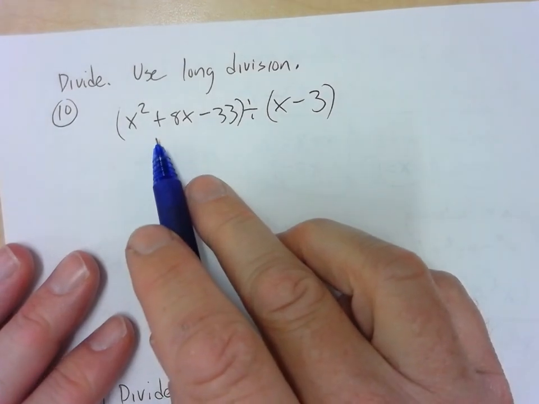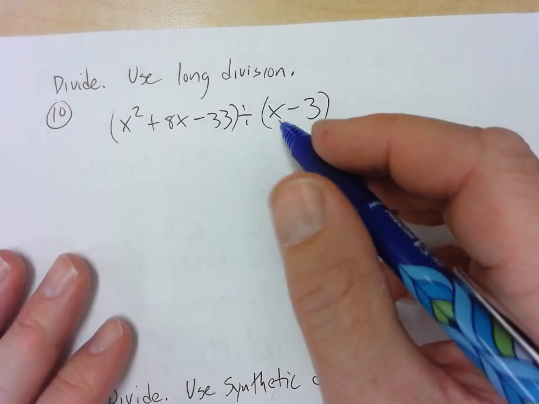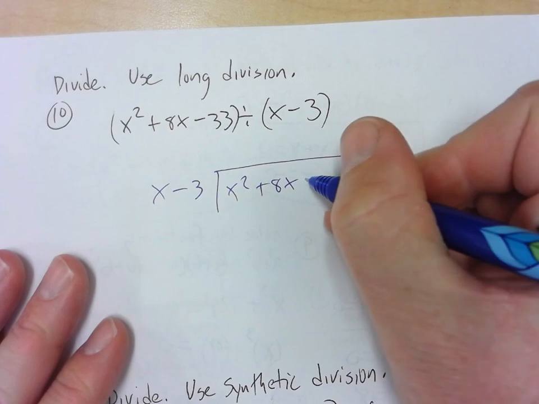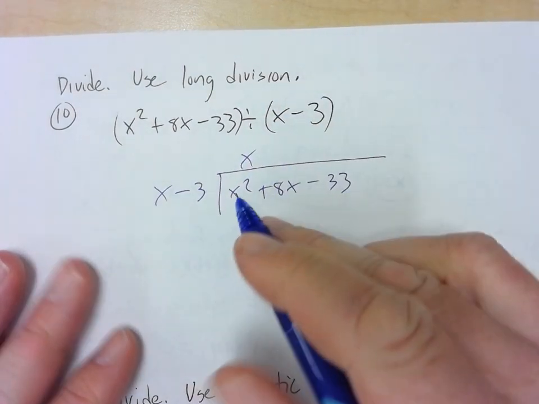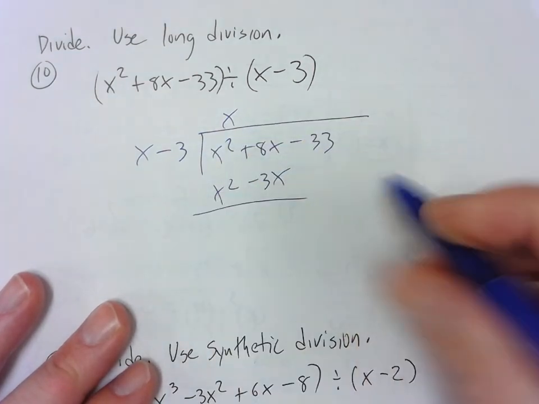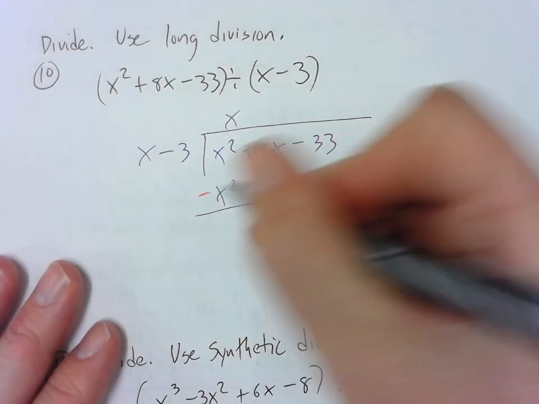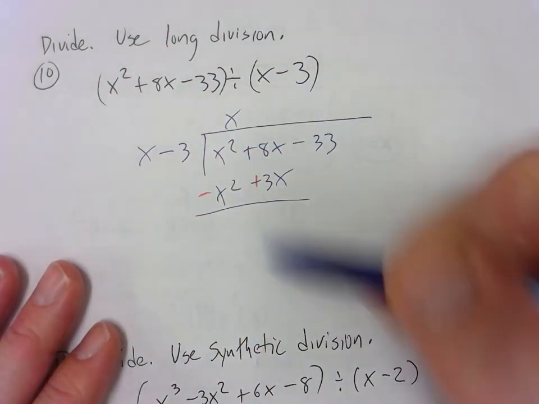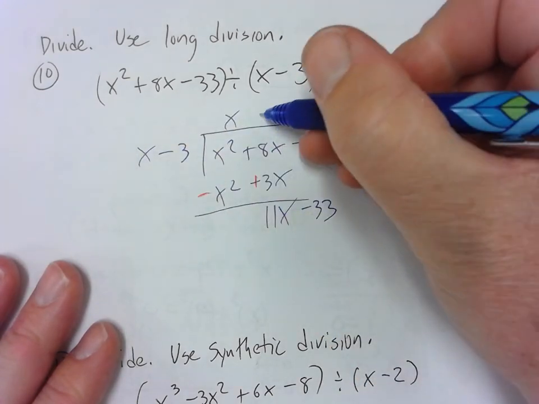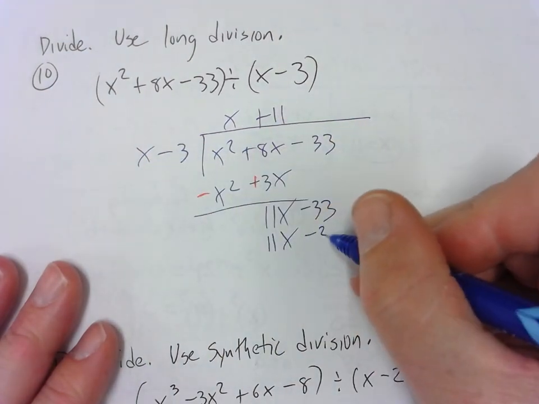All right, long division. Last page here. So we put the x minus 3 on the outside here, and we do x squared plus 8x minus 33. I choose x. x times x makes x squared. x times this makes minus 3x. I pick up the red pen because I'm going to subtract, which means I'm going to add this. And I get 11x and then minus 33. I pick 11. 11 times x is 11x. 11 times this is negative 33.